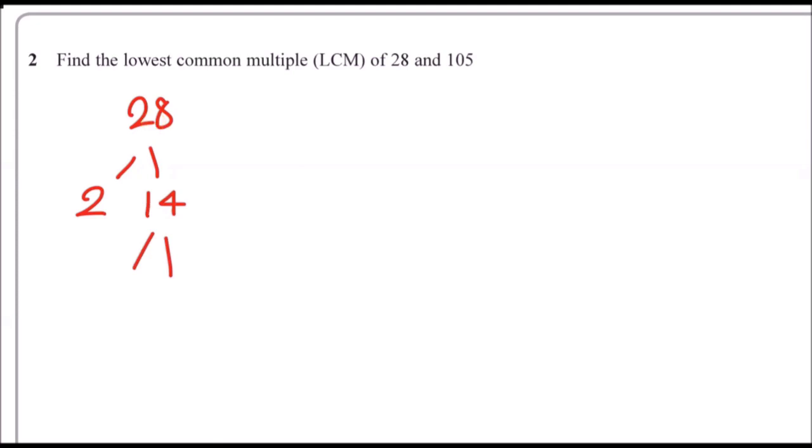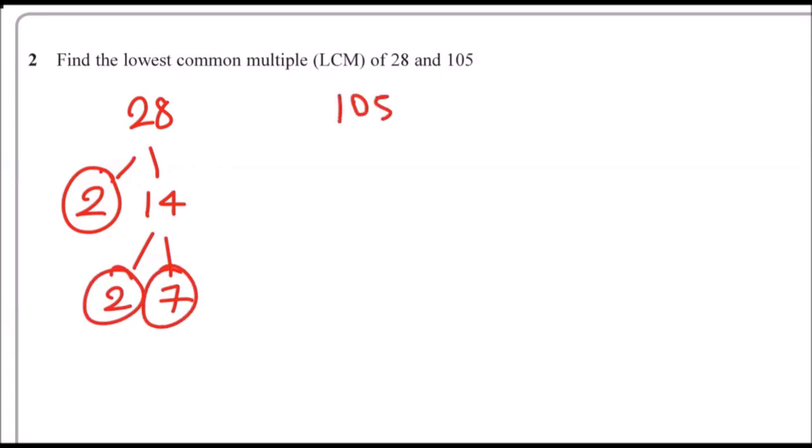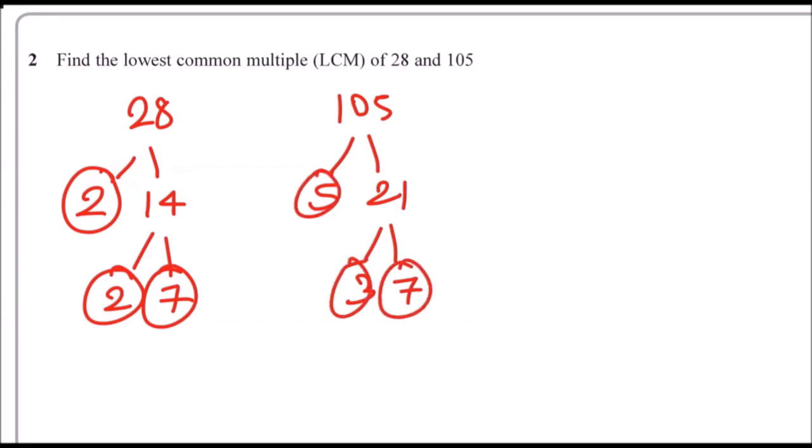Every time you get to a prime number, always circle it. So now from 14, we have 2 and 7, and that's it. So here are your prime numbers. Repeat the same for 105. We know this is divisible by 5 because anything ending in a 5 is in the 5 times table. Divide this by 5, you get 5 and 21. Break 21 down, you get 3 and 7. And then these are your prime numbers, 5, 3, and 7.